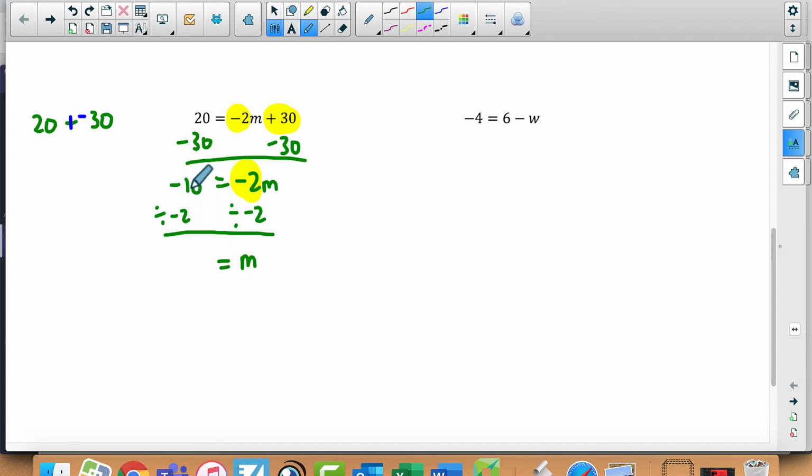Two negatives make a positive. 10 divided by 2 is 5. It's totally okay to write it this way. If you're more comfortable, you can also write it that way.